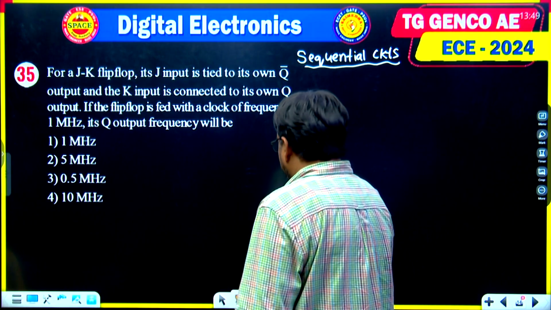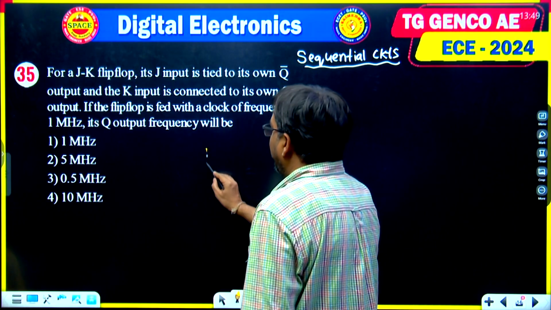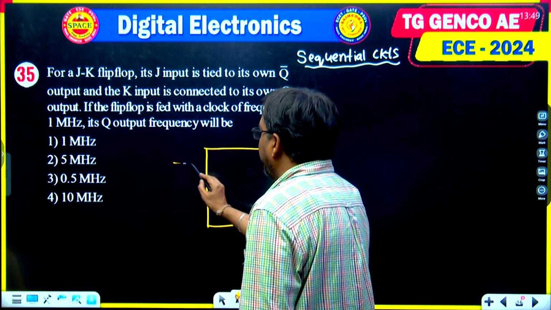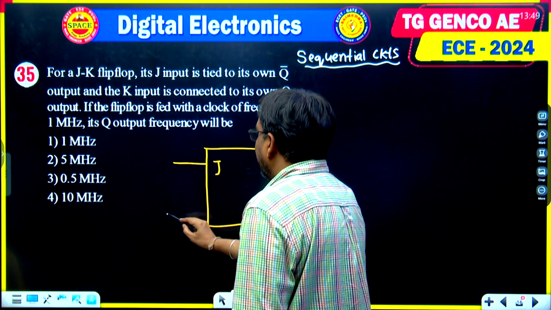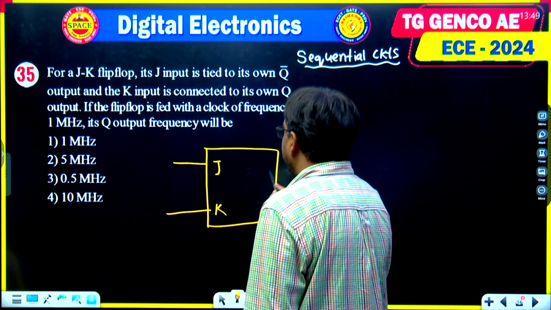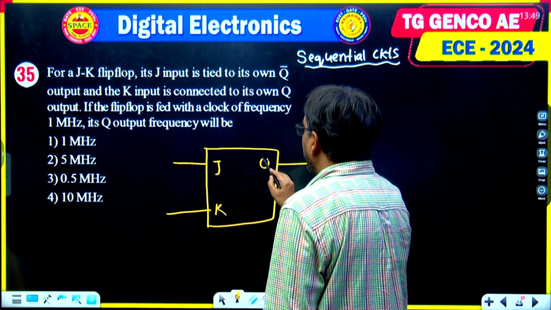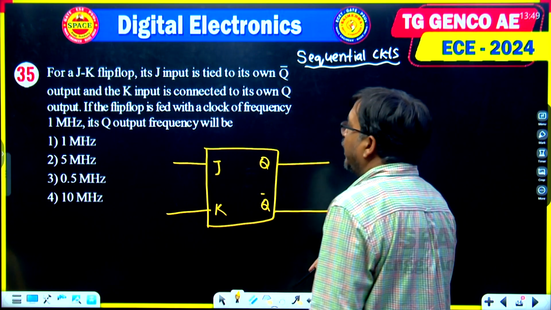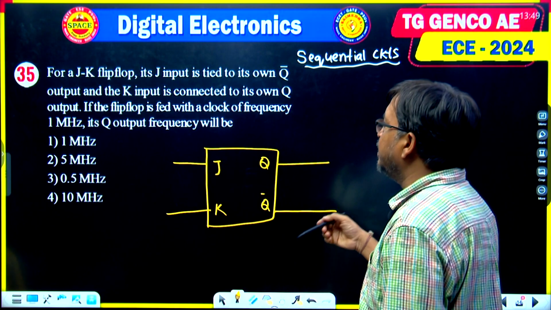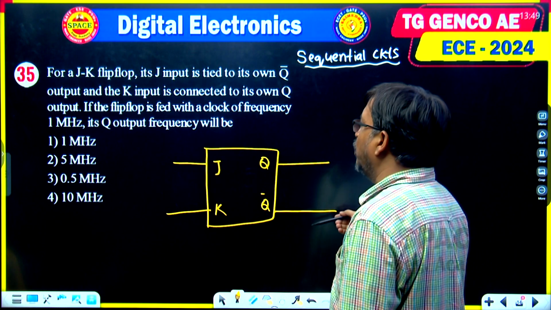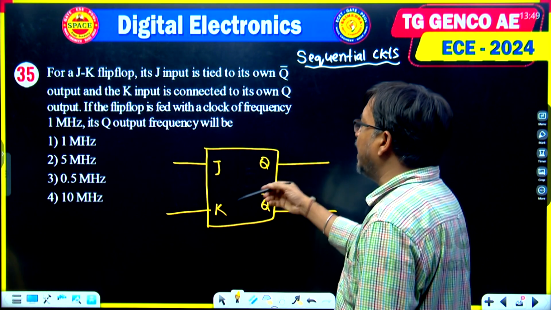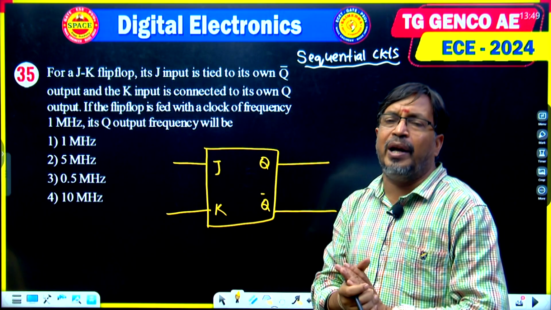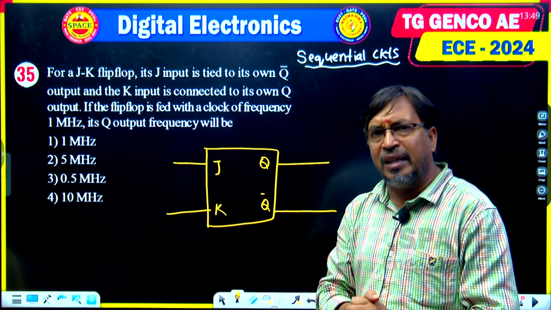Yes, we know that a JK flip-flop consists of two inputs, J and K, and two outputs, Q and Q bar. Now what he mentioned is, J input is tied to its own Q bar output and K input is connected to its own Q output. In such an arrangement, this flip-flop acts as a T flip-flop.